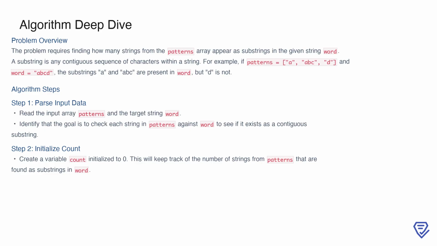The algorithm starts by parsing the input data, taking in the patterns array and the word string. The goal is to check each string in patterns to see if it exists as a substring in word. To achieve this, we first initialize a variable, count, to 0, which will keep track of how many matches are found. This sets up the foundation for the steps that follow.